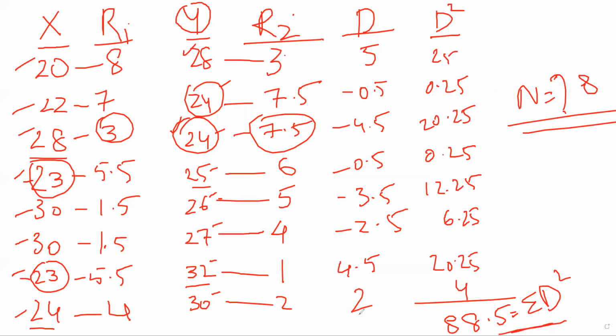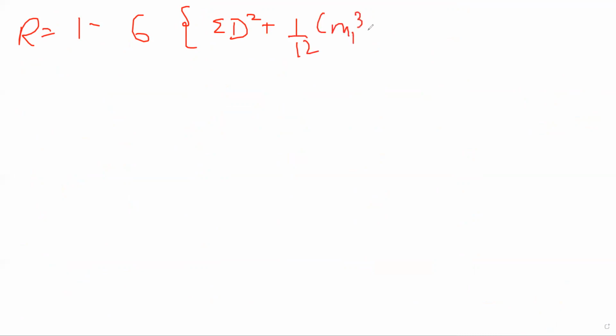Now, there is a slight change in the formula compared to the previous formula. R is equal to 1 minus 6 open bracket sigma of D square plus 1 by 12 into M1 cube minus M1 plus 1 by 12 into M2 cube minus M2, so on and so forth. This looks complicated, but if you actually solve it, it is easy. I will tell you what is M1, M2 and all of them. This formula will keep on continuing.